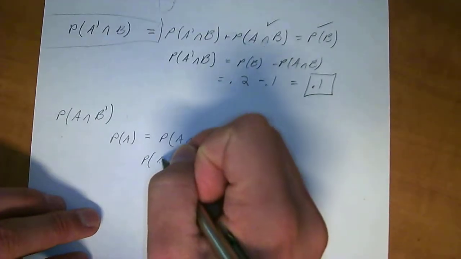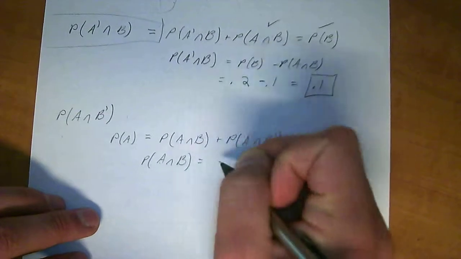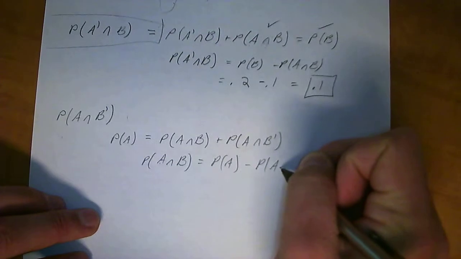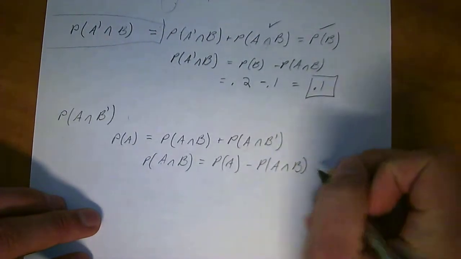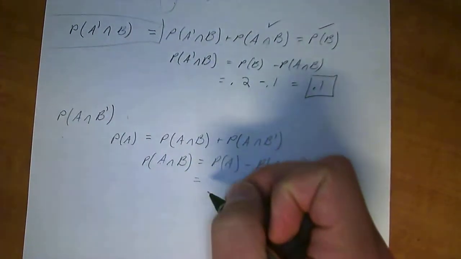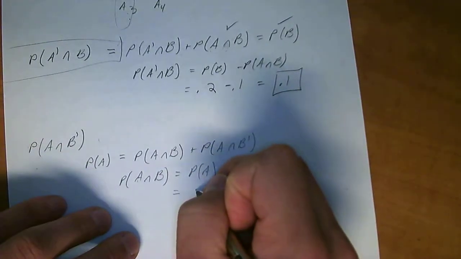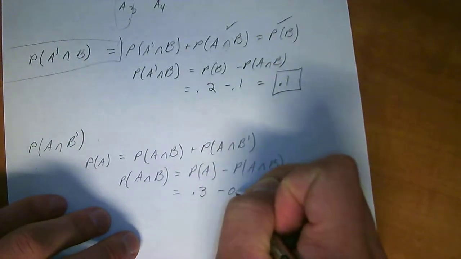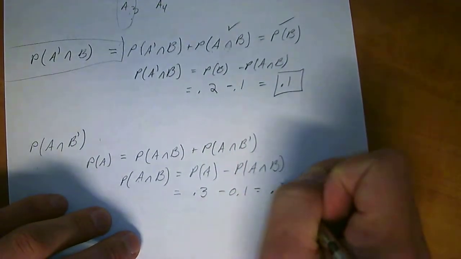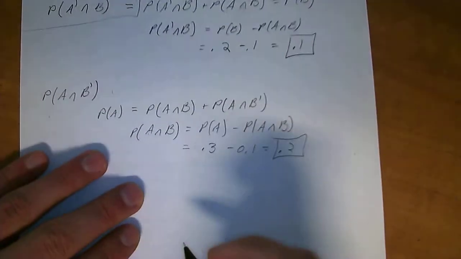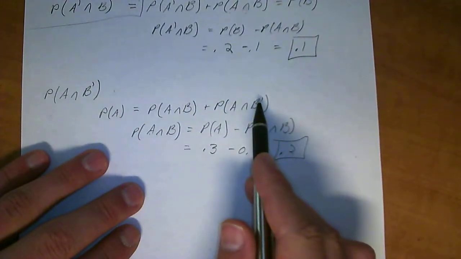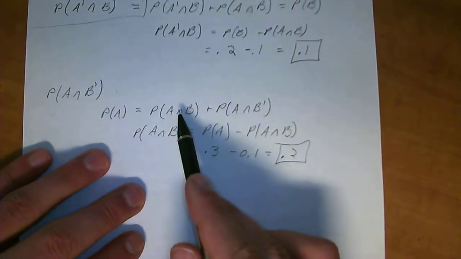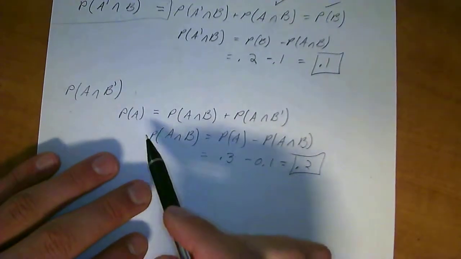Again, the probability of A intersected with B not is equal to the probability of A minus the probability of A intersected with B, which is equal to 0.3 minus 0.1, which is equal to 0.2. So not too bad. You just have to know that in order to get the probability of A, you use this little property. It is a formula you have to remember, but it's really handy for a lot of stuff.